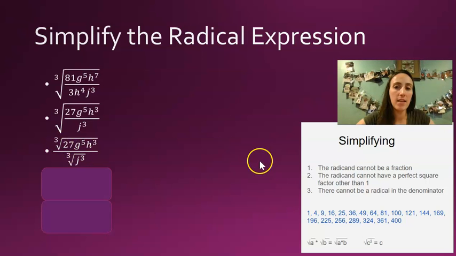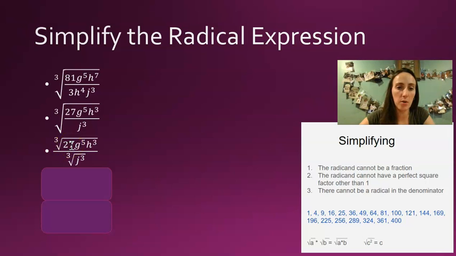Now that I have this, I need to go to rule number 2, that I cannot have any perfect square factors other than 1. But now, because it's a cubed root instead of perfect square factors, we need to make sure they have no perfect cube factors. So I want to break these apart and look for anything that's a perfect cube.